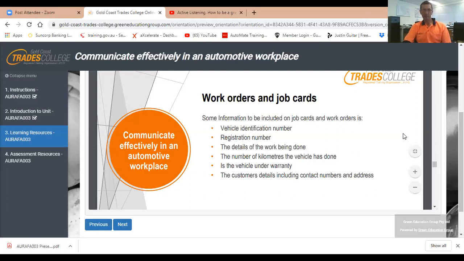Well, the VIN number, for argument's sake, and you might remember what a VIN number is from the first page on our PowerPoint presentation. We talked about a VIN number, registration number, the details of the work being done, the number of kilometres the vehicle has done, and is the vehicle under warranty? Not to mention the customer's details, including their contact numbers and their addresses.